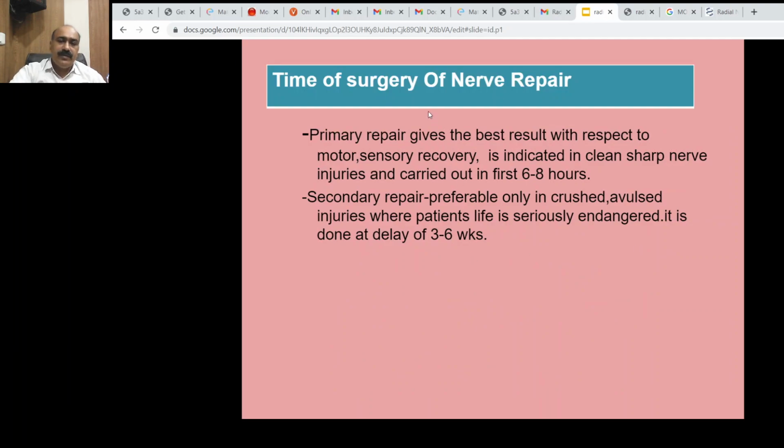Timing of the surgery of nerve repair. Primary nerve repair gives the best results when seen in motor and sensory recovery. It is indicated in clean sharp nerve injuries and should be carried out in the first 6 to 8 hours. Secondary nerve repair is preferable in crush injuries, avulsion injuries, or where the patient's life is seriously endangered, and it is done at a delay of 3 to 6 weeks.